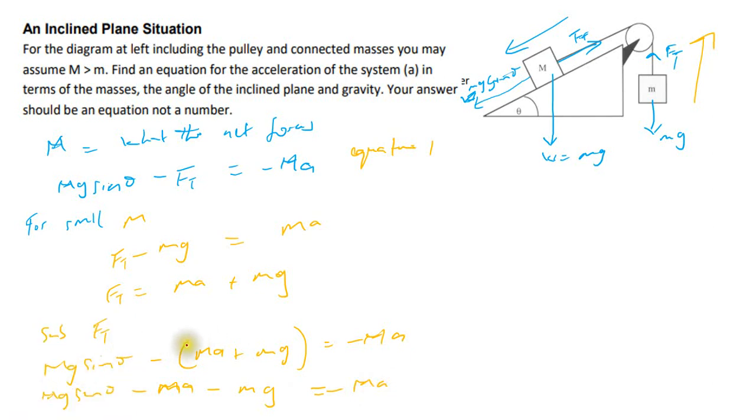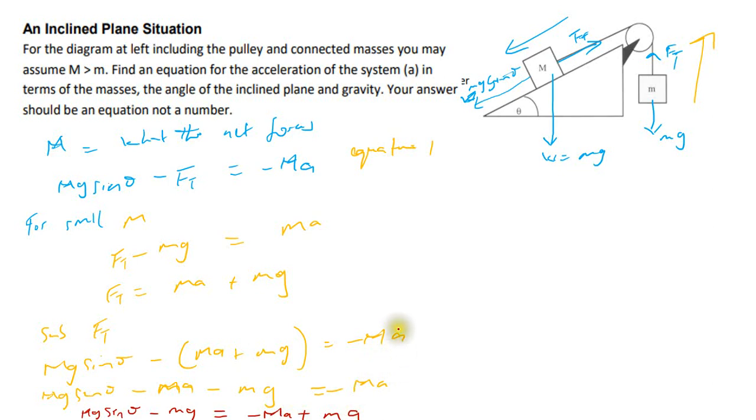Okay. So what we would do is to group like terms. We'll group a's by themselves, and g's by themselves, because g's are common on one side, a's are common on another side. You can put that together. So by way of doing that, we have Mg sine theta minus mg, and this is equal to negative big M plus small m times a.